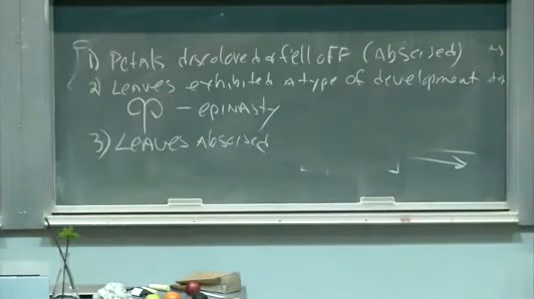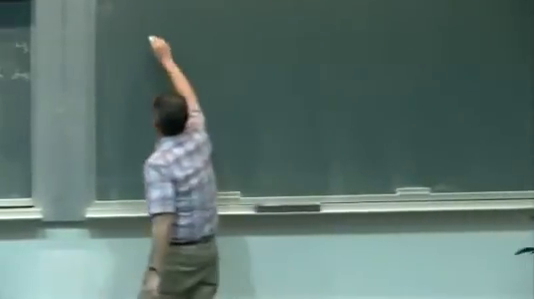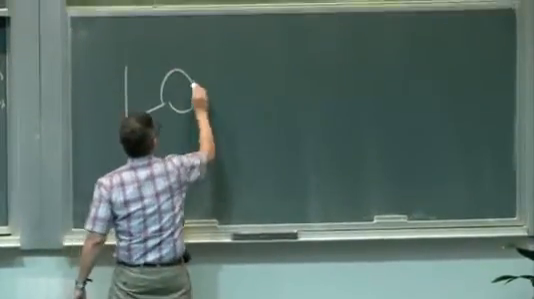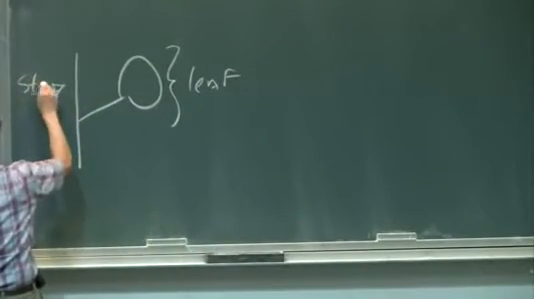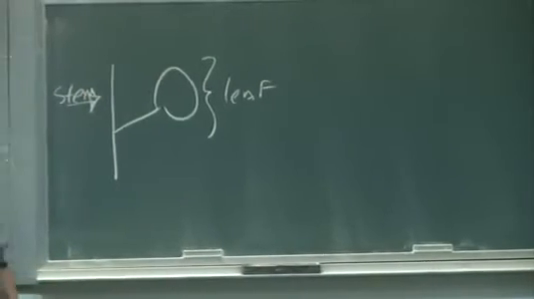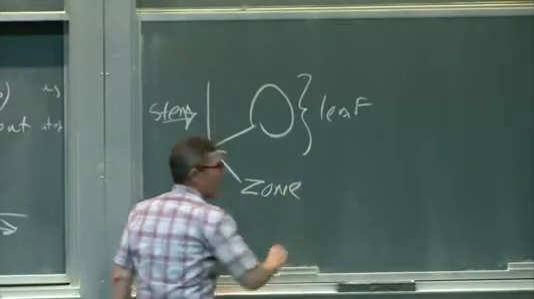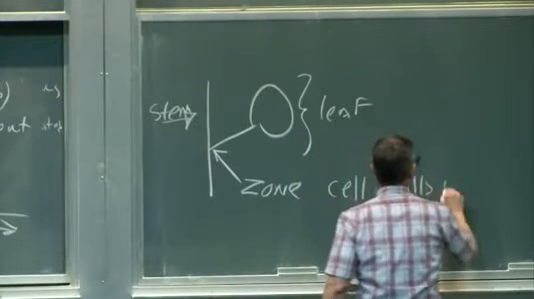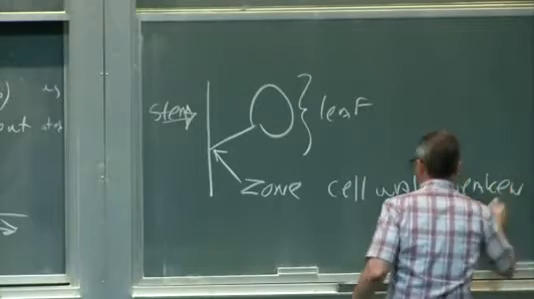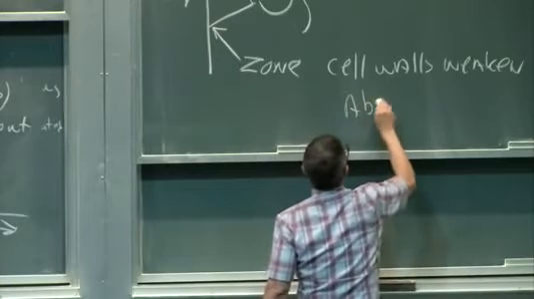Now I'd like to just briefly talk to you about how the leaves fell off, how they abscised, because we're going to be referring back to this in a moment. Here is a stem with a leaf. So here is the leaf. Here's the stem. And what people discovered is that when the leaves abscised, there was a zone here where the cell walls weakened. And this zone, because that's where the leaves fell off from, was known as the abscission zone.